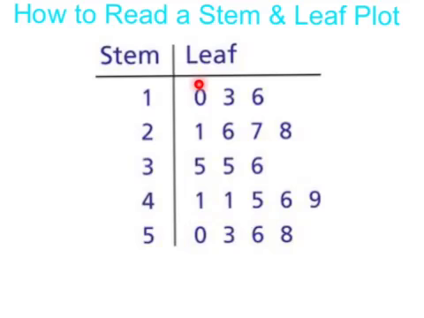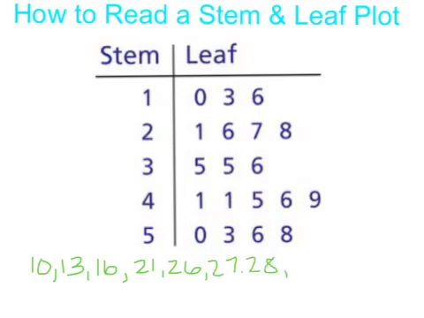The first thing I'm going to do is look at the number in the tens place, which is a 1, then I'm going to add the number that's in the ones place at the end of it. It's really that simple. So this first stem represents the numbers 10, 13, and 16. The second stem represents the numbers 21, 26, 27, and 28.